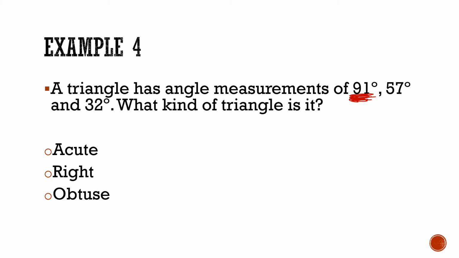Like I said, you can't have a triangle that has more than one obtuse angle, so we would obviously expect these other two angles to be acute. However, since we have the one obtuse angle, it is an obtuse triangle.